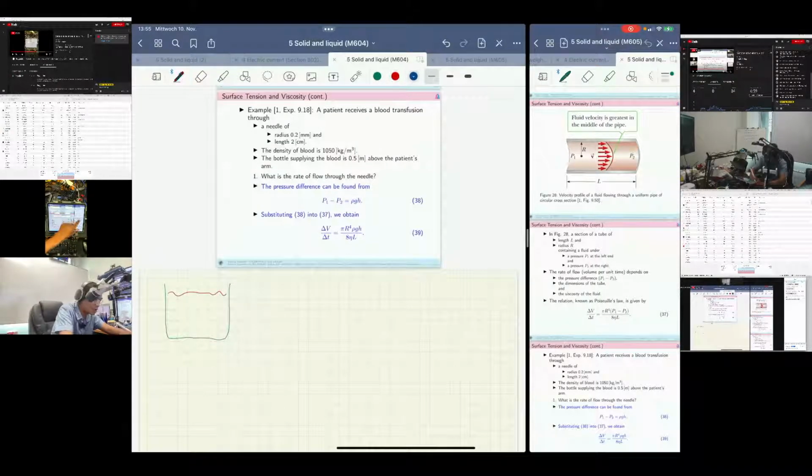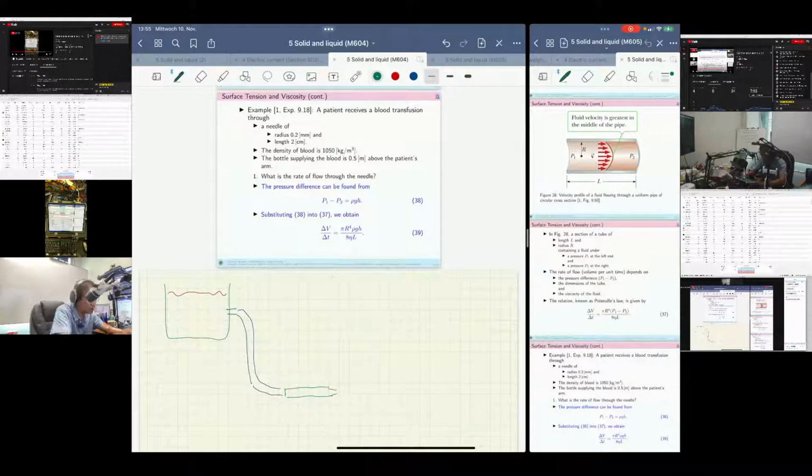Okay, we have a container that keeps the blood here, this one, right? And we connect it through some pipe. But the pipe is not the main consideration. We have here the needle. Needle is a very small thing, right?